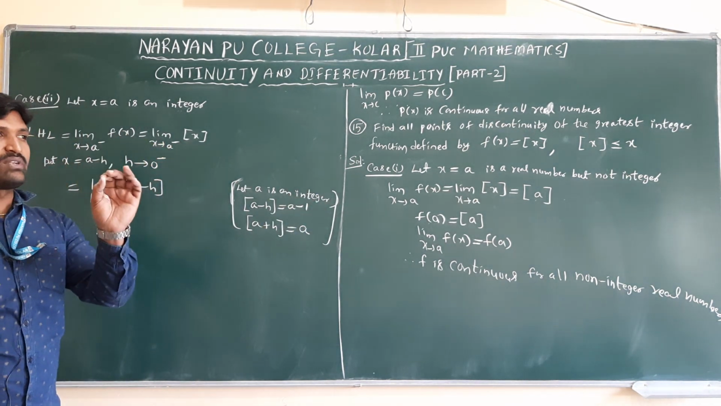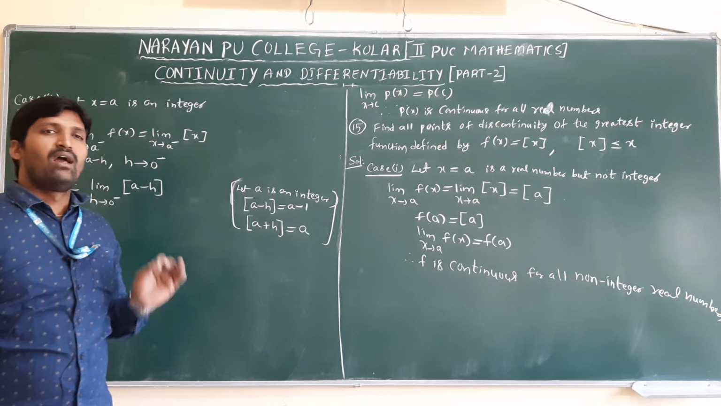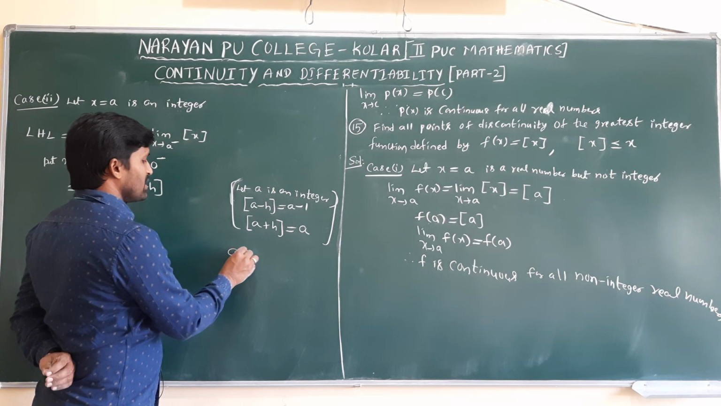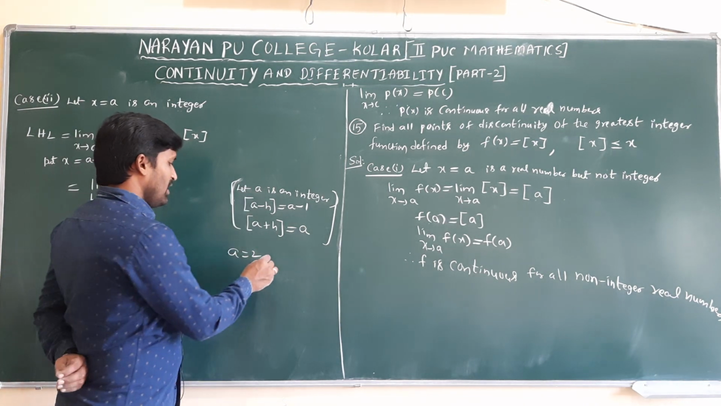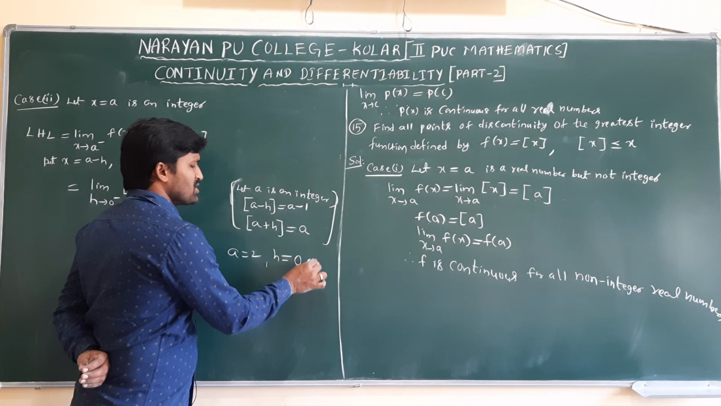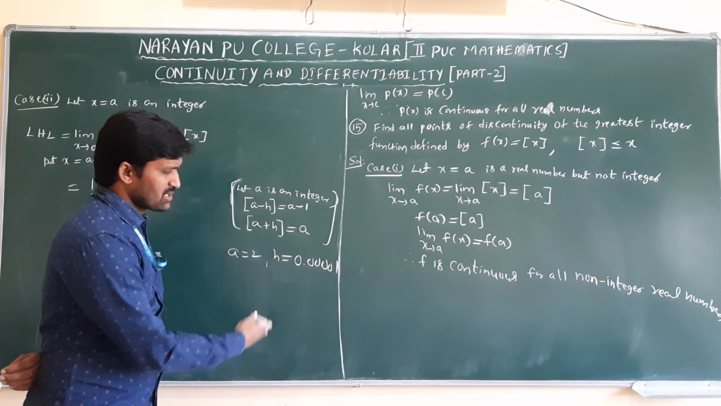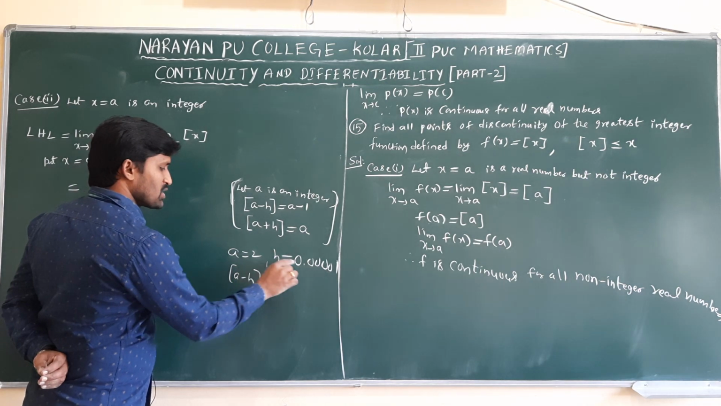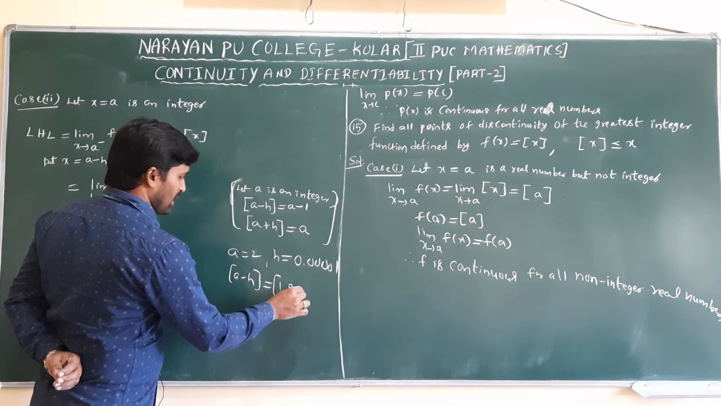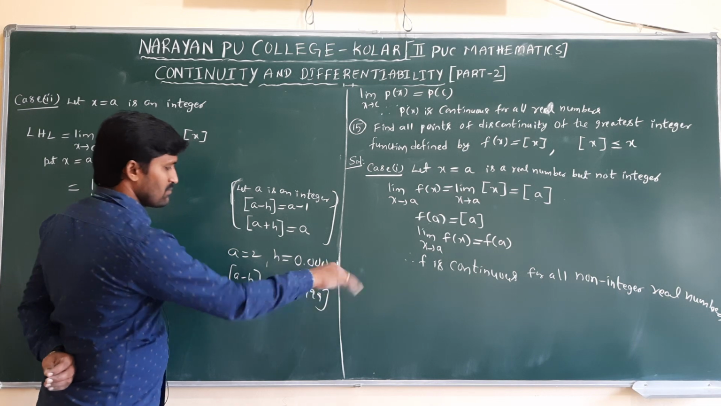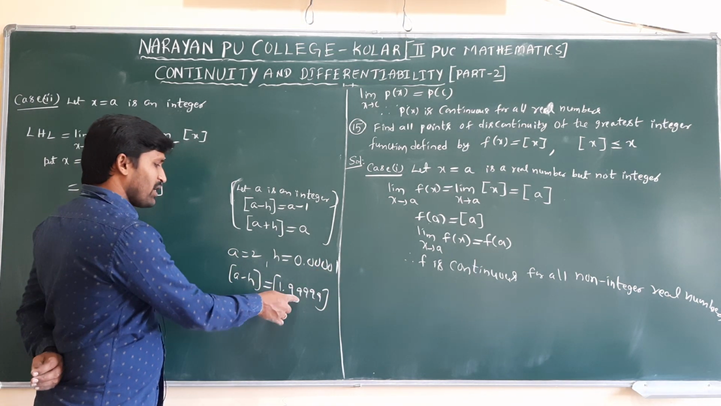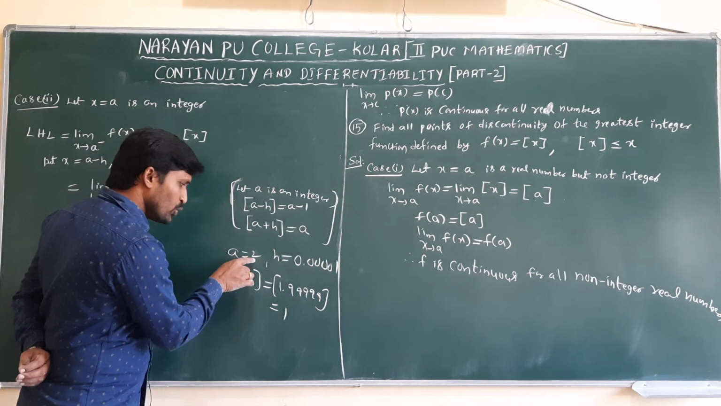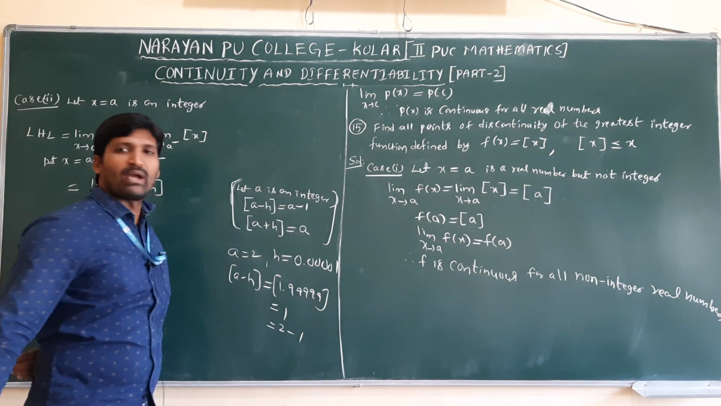I told you h means the smallest positive real number, always tending to 0. For example, I take the integer value 2. h is some value like 0.00001. It's also tending to 0 only. I want a minus h. If you subtract these two, what will we get? 1.99999. The step of 1.99999, the preceding integer is what? 1. The actual number is 2. It becomes 2 minus 1.